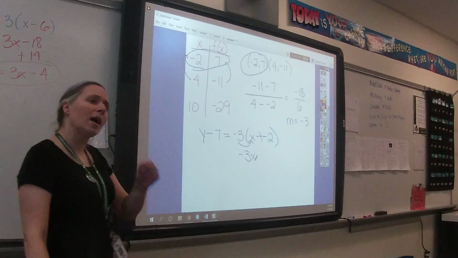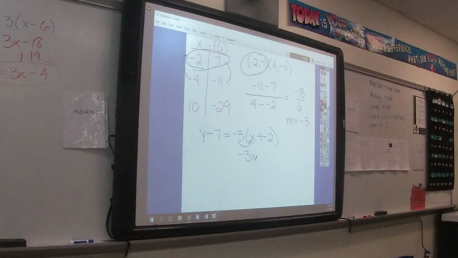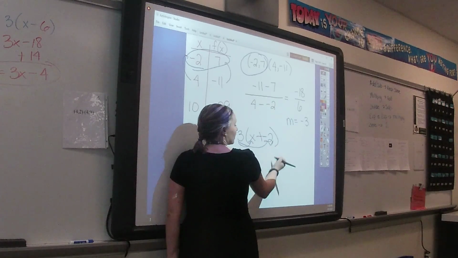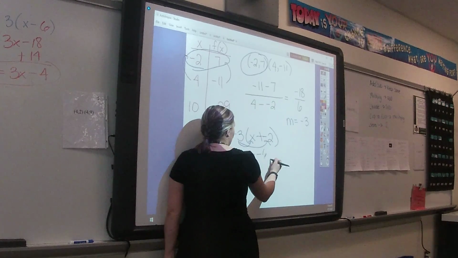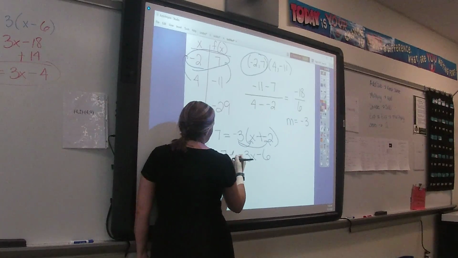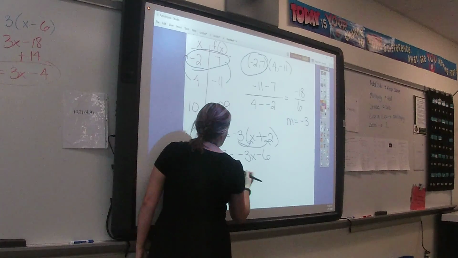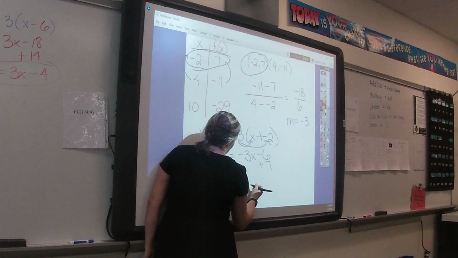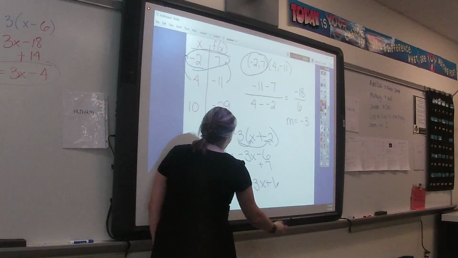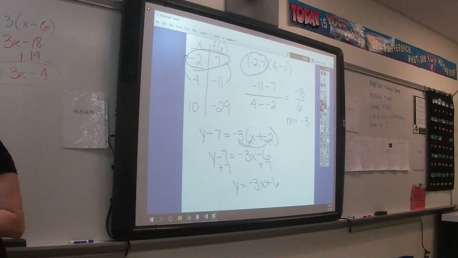Why are we solving this for y? So that we can come to a common agreement on an equation of a line, so they all look the same and we all see that they are equivalent. So negative 3x minus 6. Then what? Add 7. And we'll get y equals negative 3x plus 1.